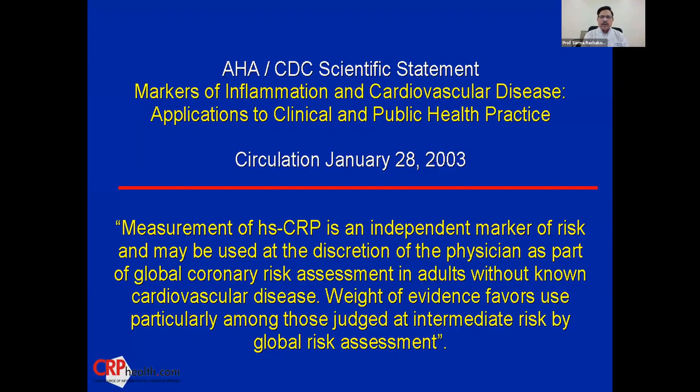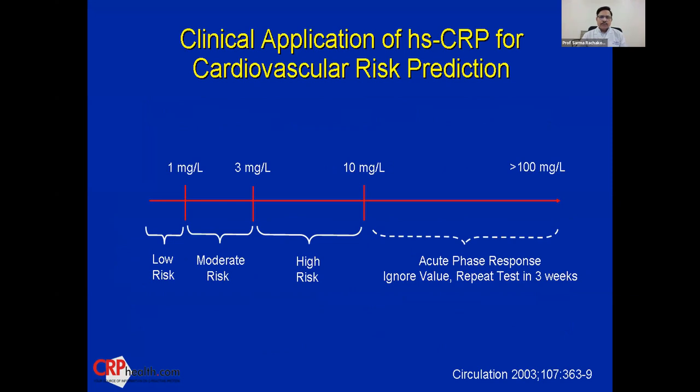Somebody is already having a heart attack, HSCRP may not say much, but for somebody who is not having heart disease, measurement of HSCRP will be very useful. What is the cutoff? Normally less than 1 is low risk, 1 to 3 is moderate risk, 3 to 10 is high risk, and if it is anything more than 10, it is not the heart related CRP. It is an acute phase reactant; rheumatoid arthritis or ulcerative colitis or any other inflammatory disease can produce more than 10.